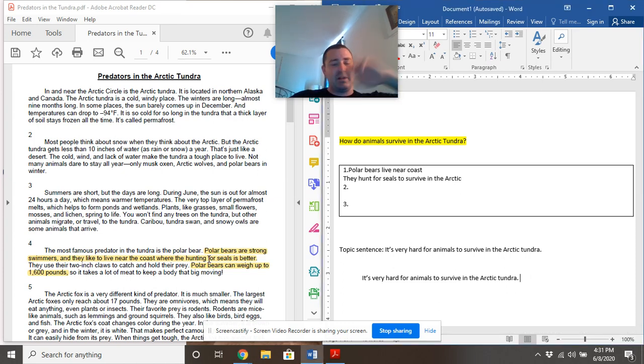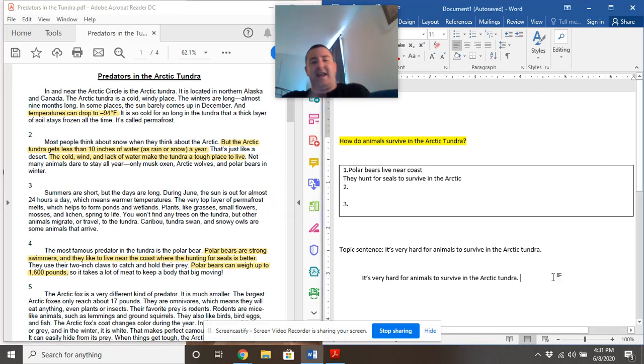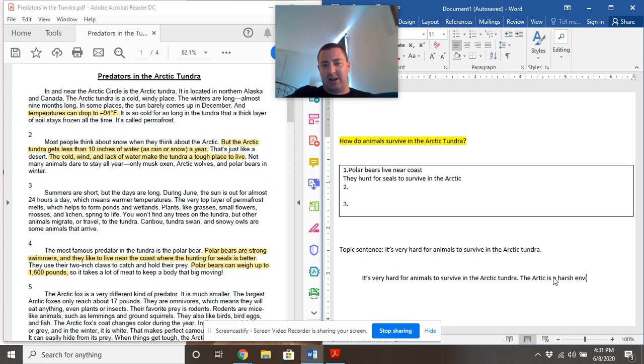Okay, so let's talk about what we want to include in here. I like this little bit: the Arctic tundra gets less than 10 inches of rain or snow a year. Let's put something like that in there. How about something about the temperature? Temperatures can drop to minus 94. That we can talk about why animals don't really live there. The cold wind and lack of water make the tundra a tough place to live. I like that line. So I'm actually going to start with that and kind of backtrack with some of these other details. So I'm going to say the Arctic is a harsh environment to live in.